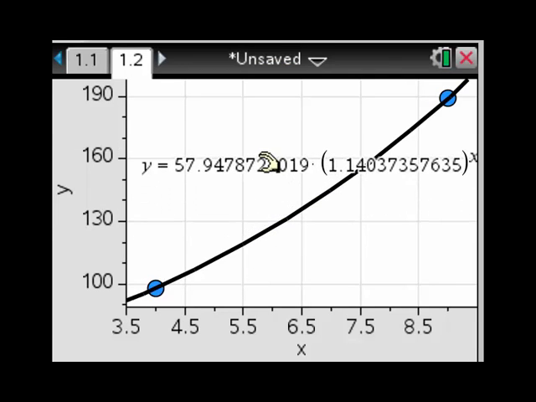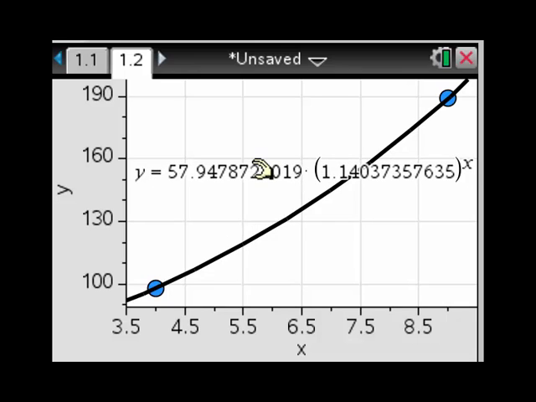And we notice, wow, we've got a lot of decimals. But we notice in the question they asked us to round to the nearest hundredth. So 100 has 2 zeros, so I'm rounding to 2 decimal places. So y equals 57.95 times 1.14 raised to the x.